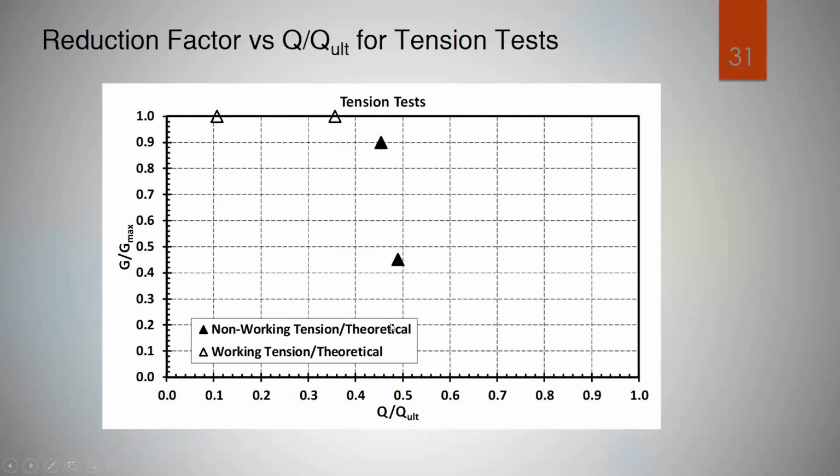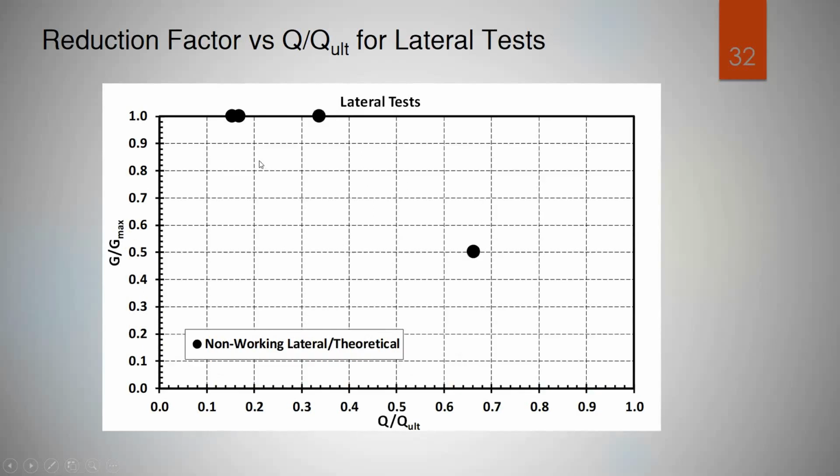Also for non-working tension, we found the reduction factor equals 0.45 to 0.9 versus mobilized load ranging from 0.4 to 0.5, and when the mobilized load is lower than 0.4, the reduction factor equals 1. For lateral tests, we observe that when the Q over Q ultimate equals 0.65, the reduction factor equals 0.5, while when this value is lower than 0.4, the reduction factor equals 1.